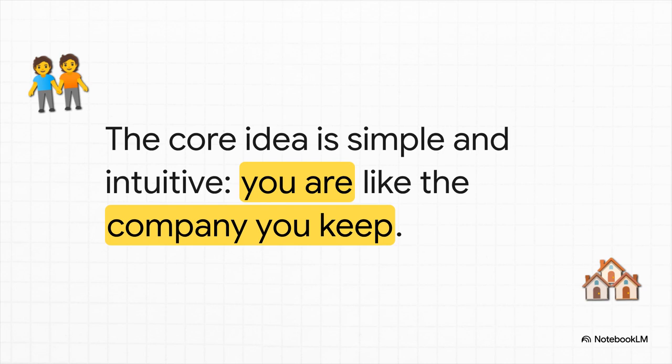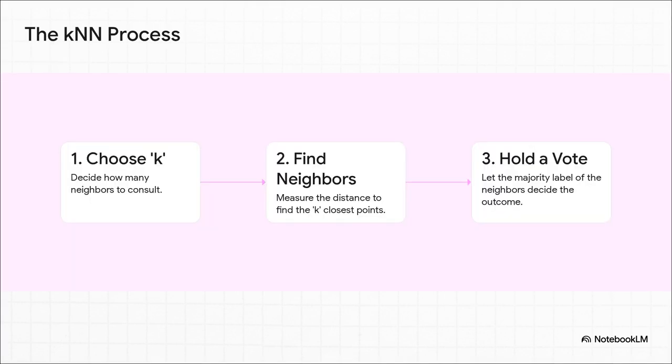To figure out something about a new, unknown thing, the model just looks at the other things that are most similar to it and just assumes it's going to be like them. It's honestly that simple.